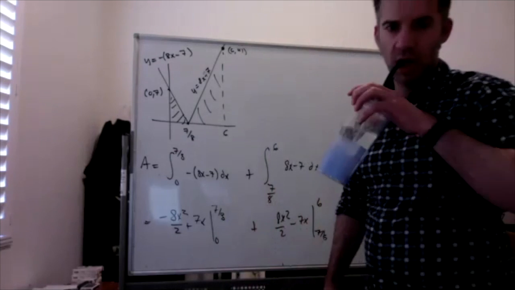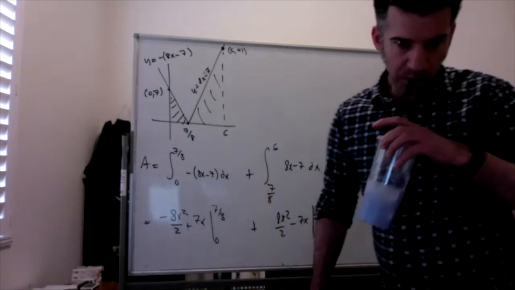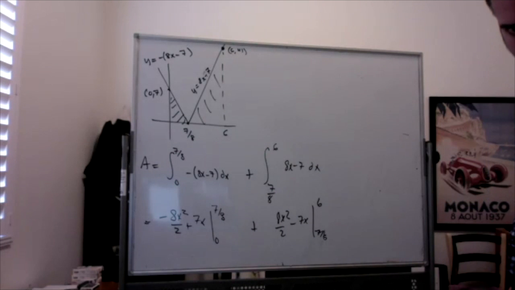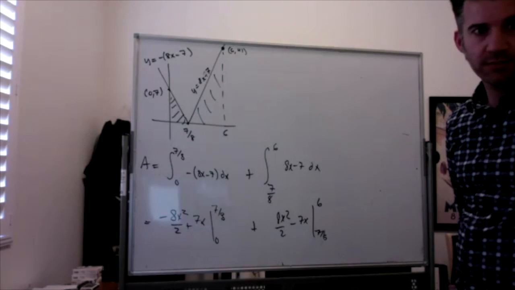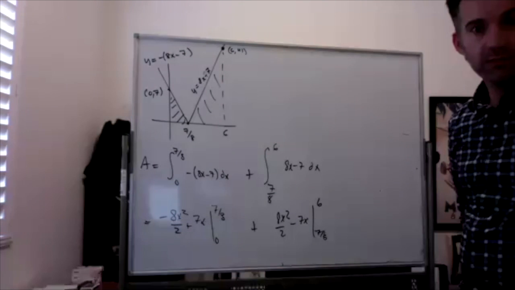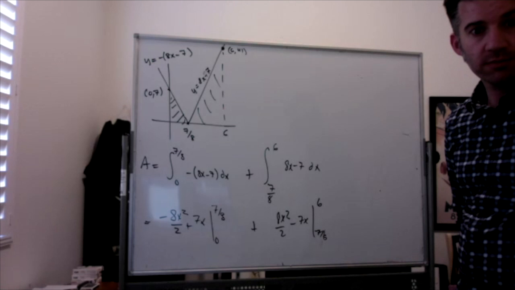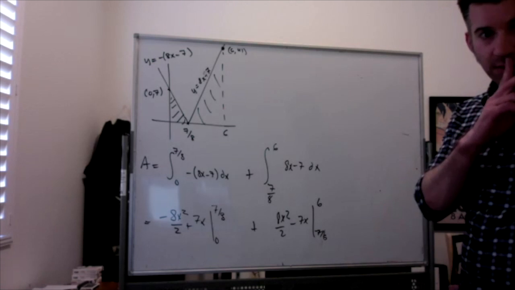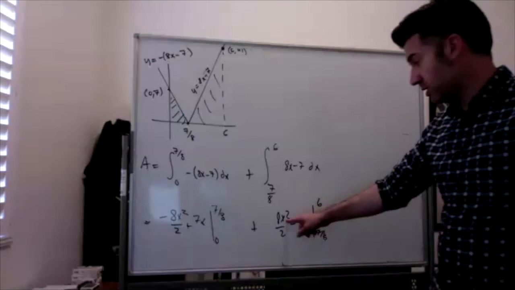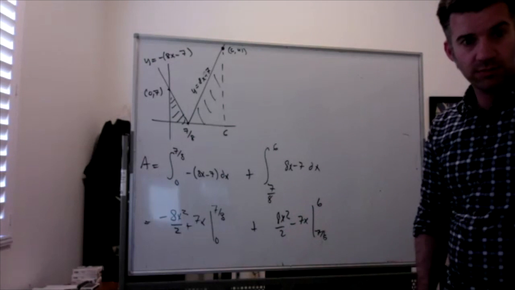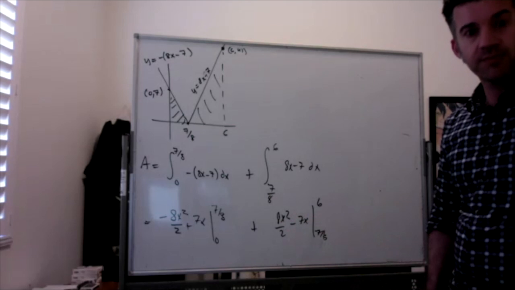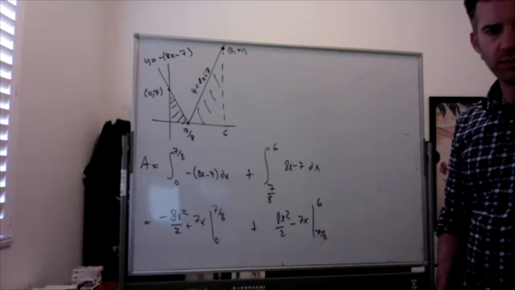Wait, James, I have a quick question. So 8x minus 7, we took the antiderivative? Right, and got 8x squared over 2 minus. Okay, I remember now. Yeah, thank you, James.